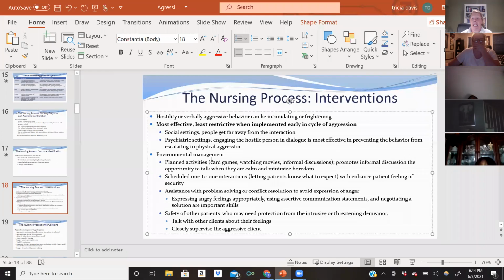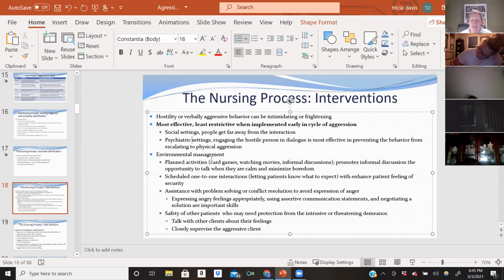We want to encourage the patient to also do the same thing, using those I statements. "Well, I get really upset when I try to sit in this chair and James keeps staring at me." So you're diverting the situation, they're effectively communicating, and you're de-escalating the situation. And negotiating is also an important skill.